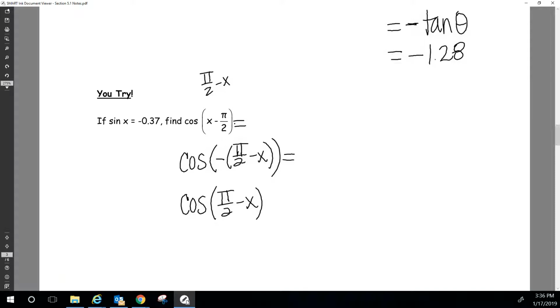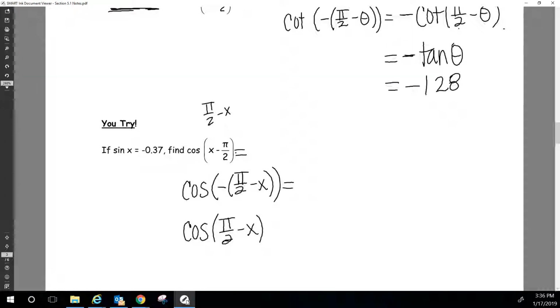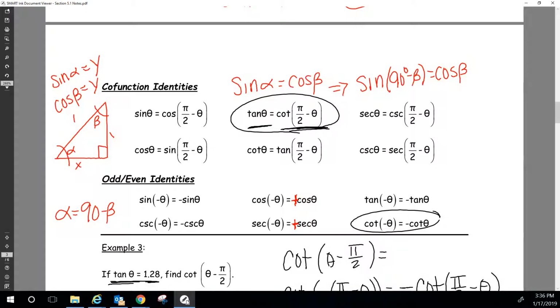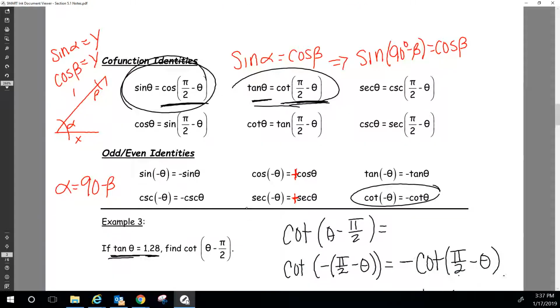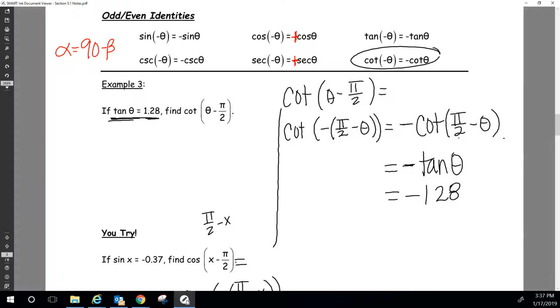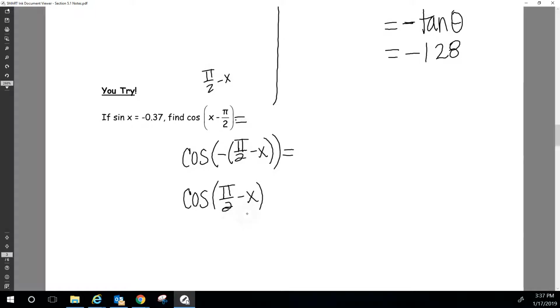Okay, how does that help us? Well, I've got something that will relate this guy here to sine x. What does it say? Cosine of pi over 2 minus my angle. Oops. Here we go. It's this guy here. Cosine of pi over 2 minus my angle is equal to sine of that angle. So I've got cosine of pi over 2 minus an angle. That's going to be equal to sine of that angle. And we know from the information they gave us, sine x is negative 0.37.